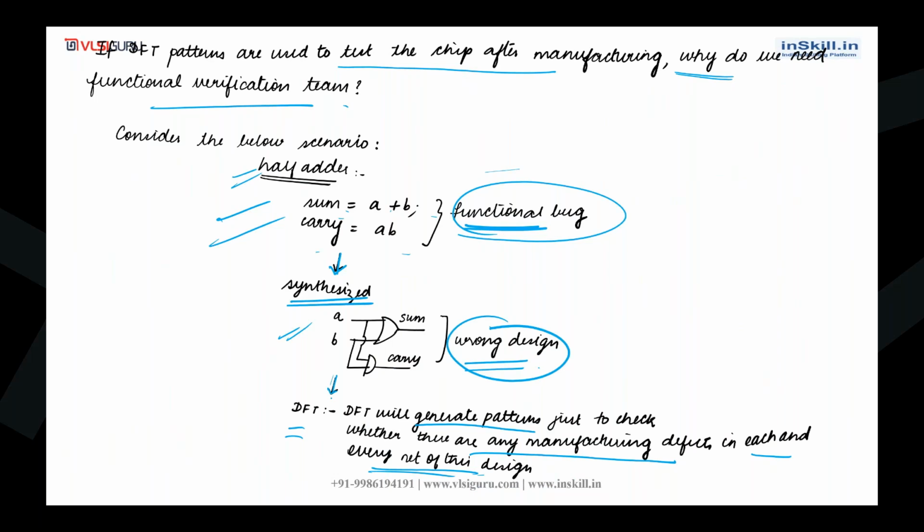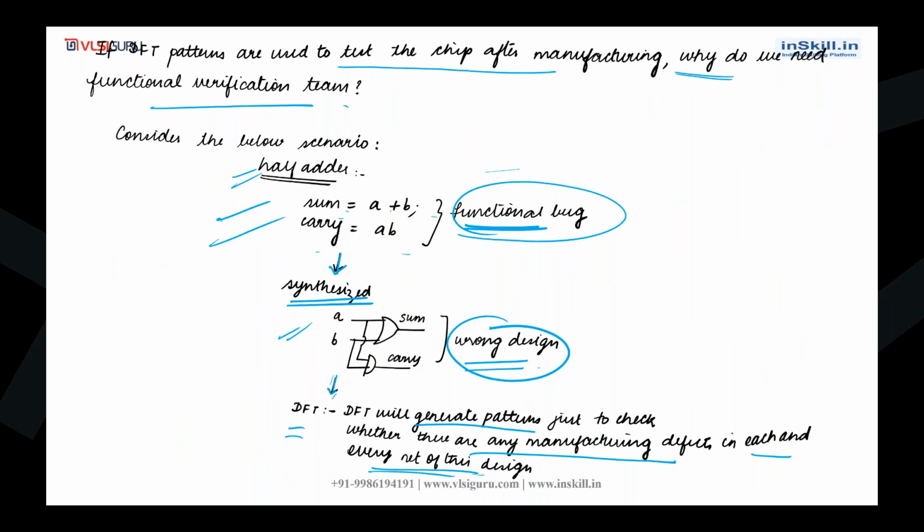And then this design is given to the DFT team. The DFT team will generate the patterns just to check whether there are any manufacturing defects in each and every net of this design.